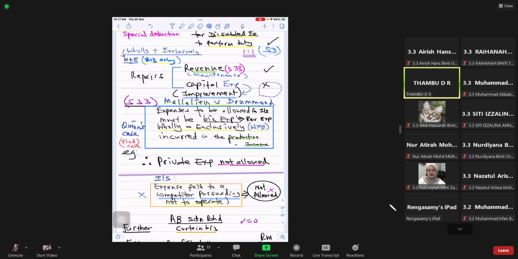Then I spoke to you about Malalu and Raman. Malalu and Raman is a UK case. The case is from UK, but the concept is used in Malaysia. In Malaysia, we use a lot of cases originally from UK. Many cases from UK, generally. Malalu and Raman. Look at this case.